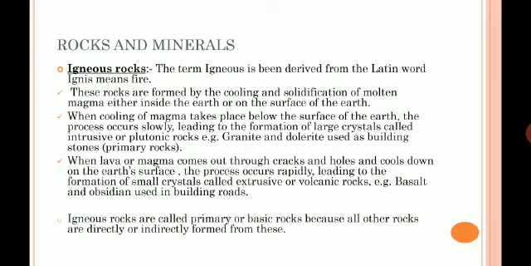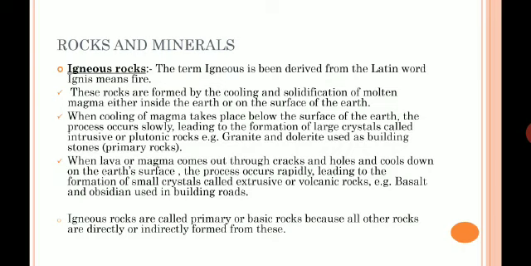When lava or magma comes out through cracks and holes and cools down on the earth's surface, the process occurs rapidly, leading to the formation of small crystals known as extrusive or volcanic rock. For example, basalt and obsidian, which is used for building the roads. Igneous rocks are called primary or basic rock because all other rocks are directly or indirectly formed from these.